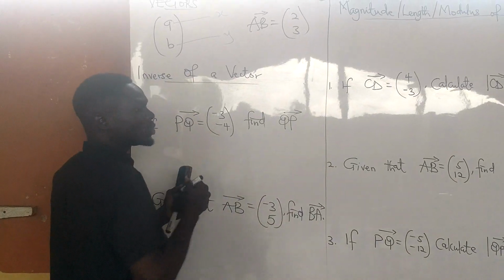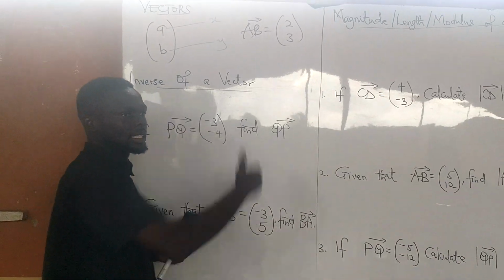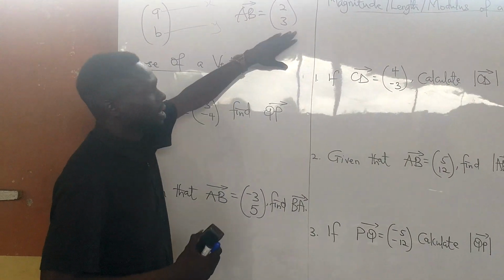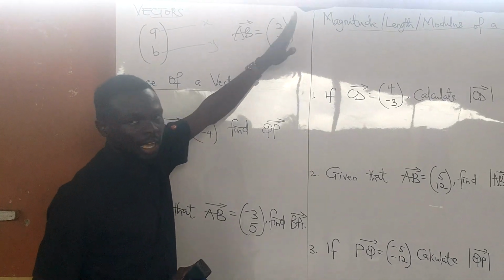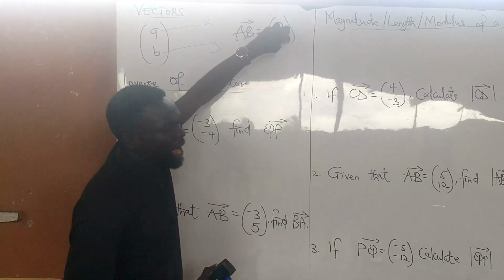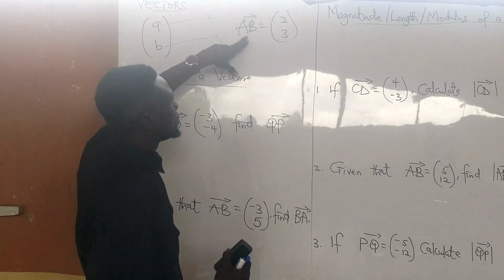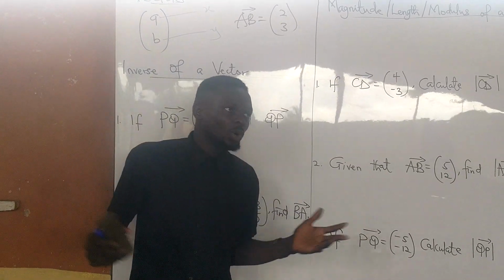So the components of this vector AB are 2 and 3, and it is written vertically as it is here. But if I write it horizontally, it is a point. So this is a vector, and this is the x, this is the y. And these are the components of the vector AB. So that's the introduction for vectors.